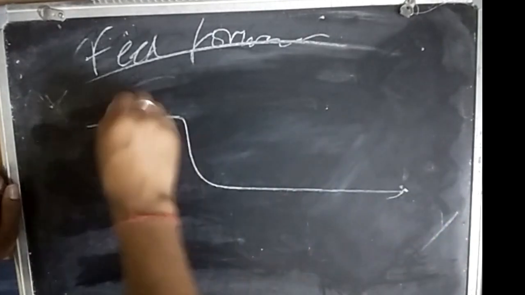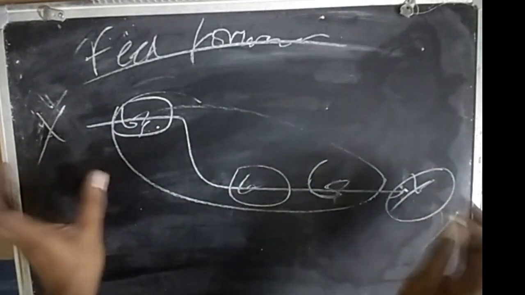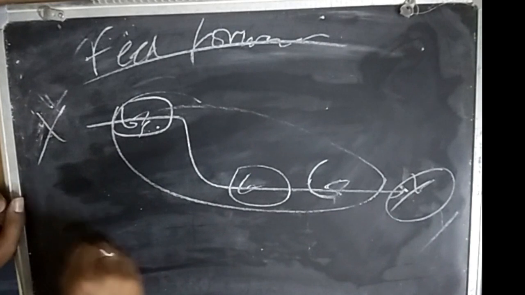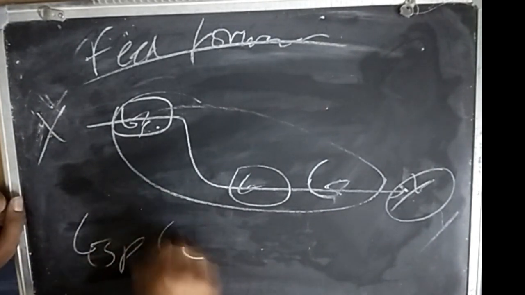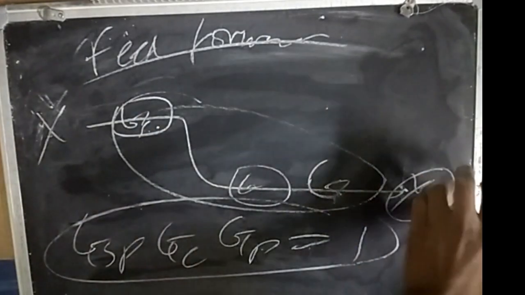So one thing is disturbance rejection, and the next thing is, if GSP, GC and GP are all equal to 1, then my X would be equal to Y, which is what I really want, because this is my set point and I want my output to be equal to the set point. So GSP into GC into GP should be equal to 1 for the output to equal the set point.